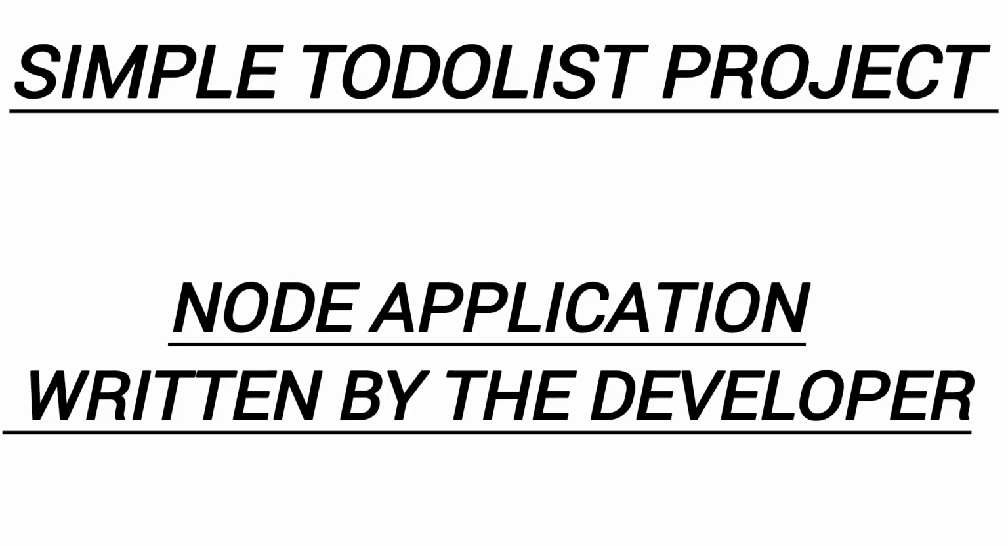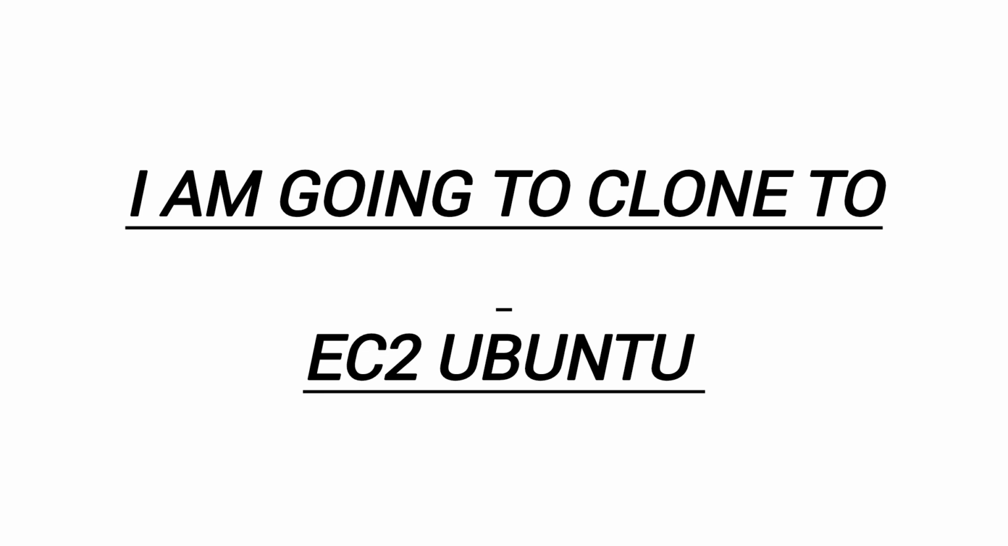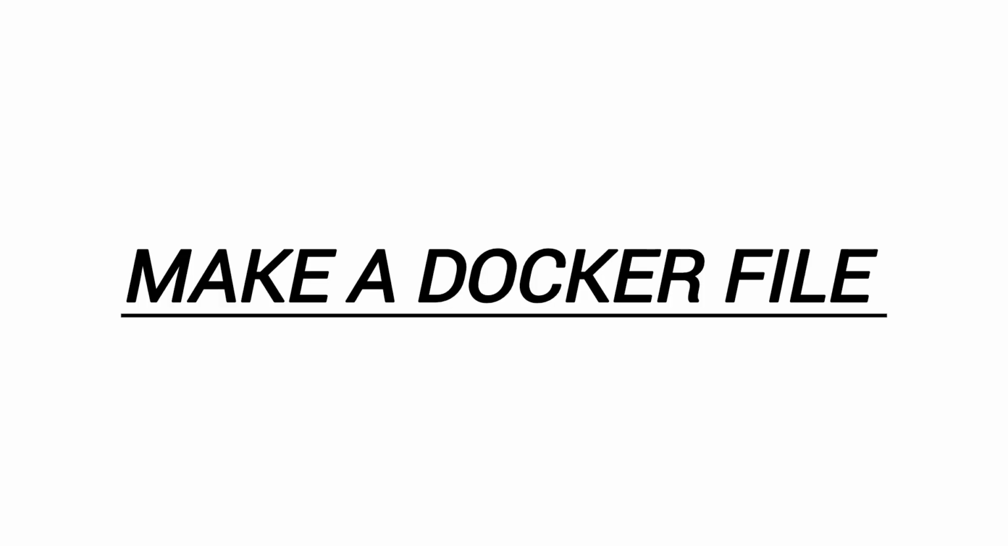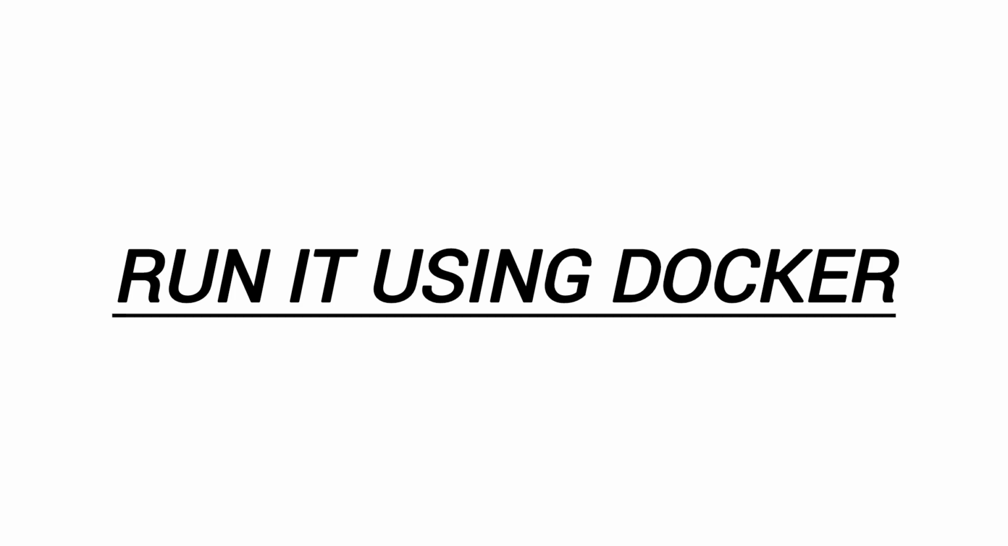So today we are going to make a project in which I have a link of a GitHub repository that you can find in the description. We will clone that project in Ubuntu, and by using it we will make a Docker file, deploy the project, and use the commands to run it. I have a simple to-do list project. The code is written by the developer, let's say. So I'm going to clone it on my EC2 Ubuntu, make a Docker file, and finally run it using Docker.